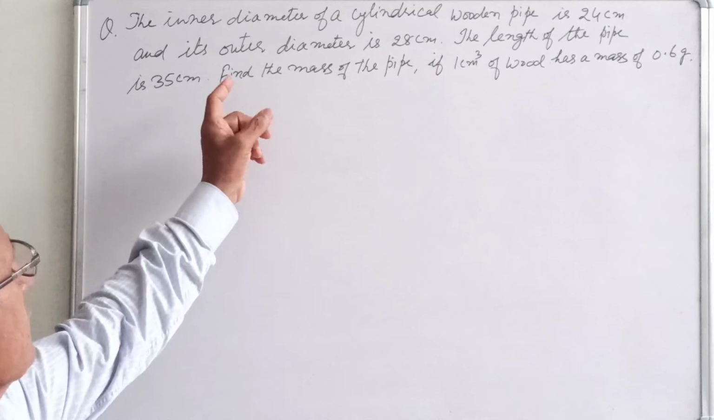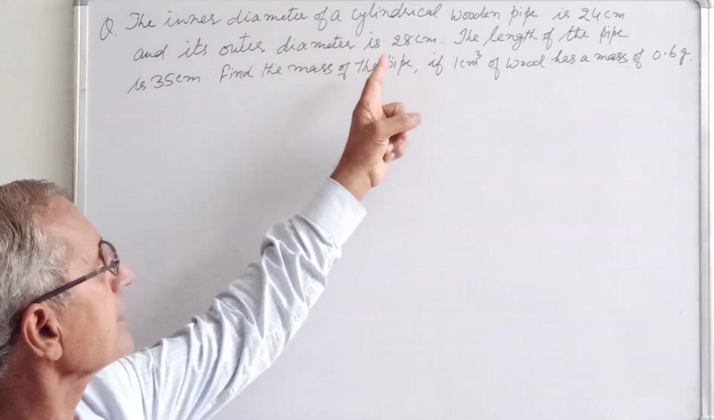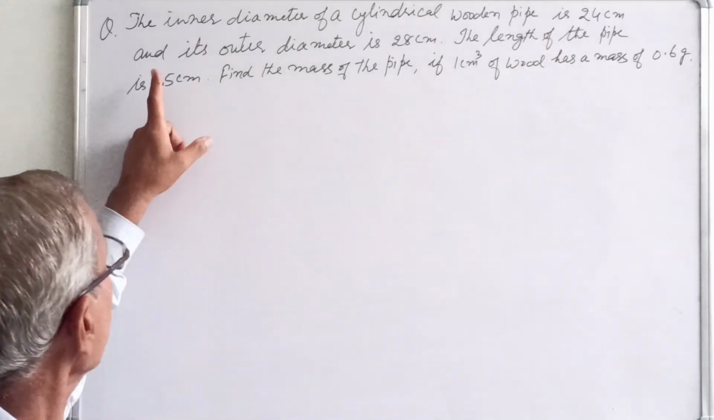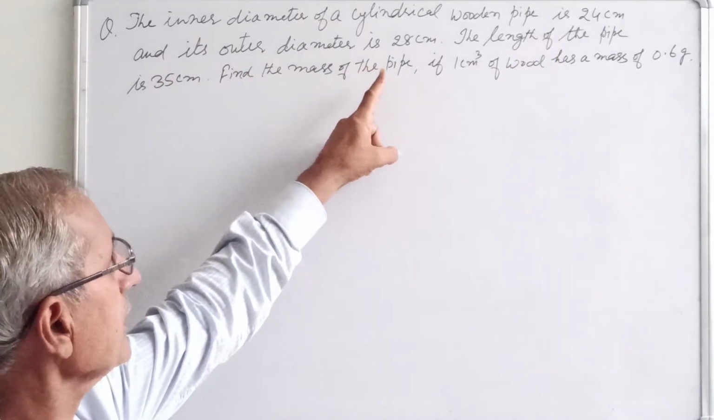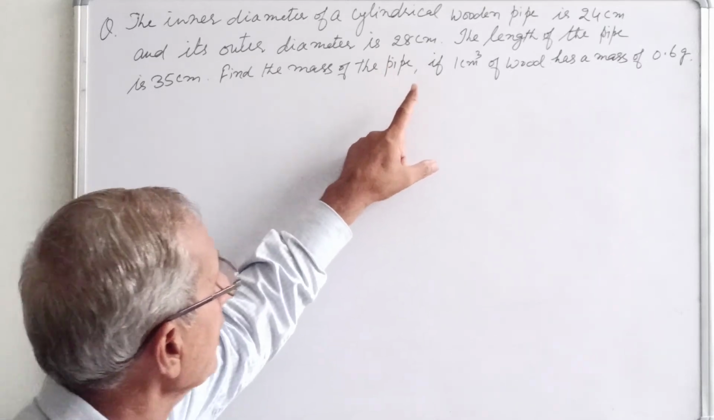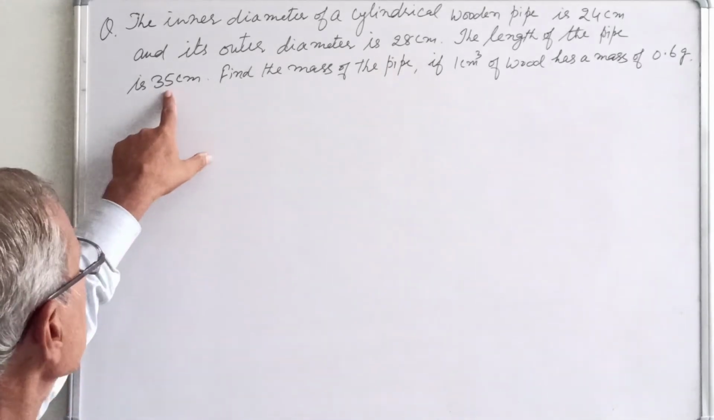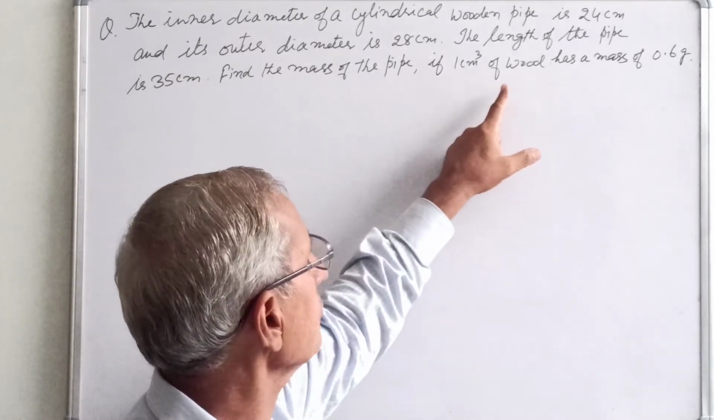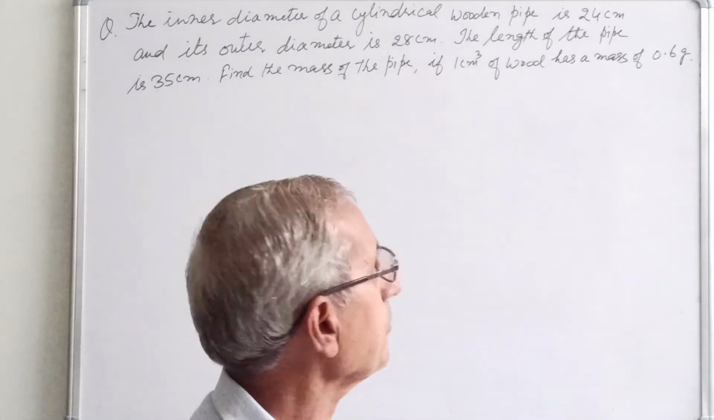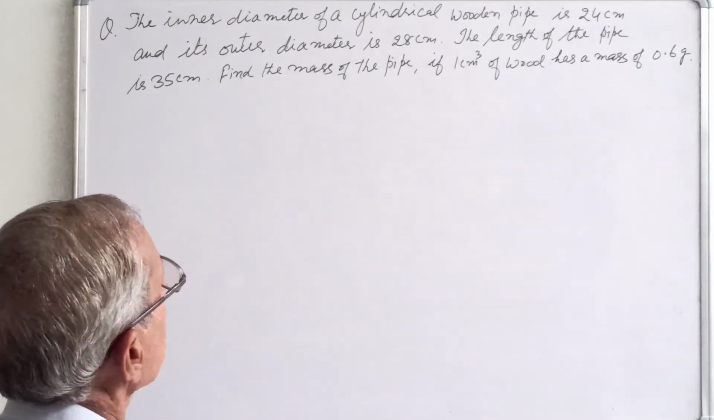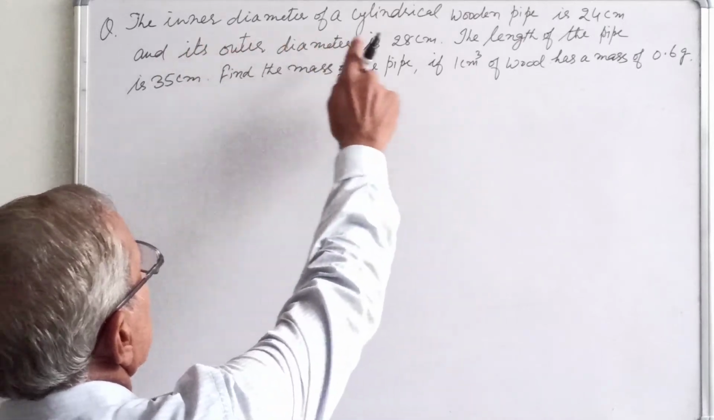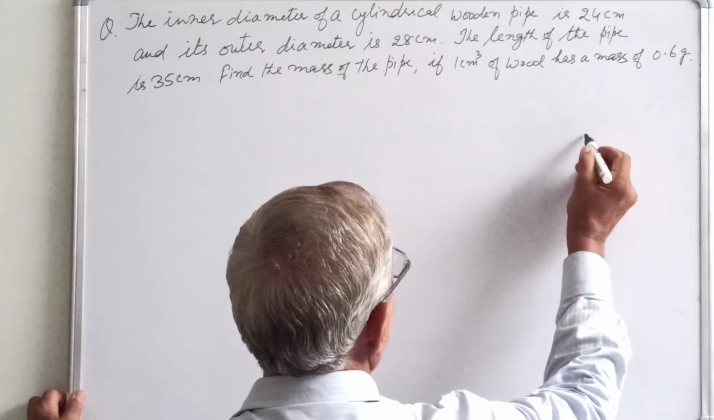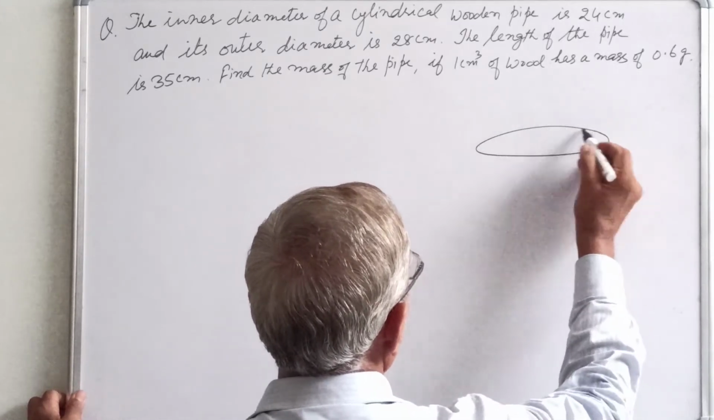The next question is that the inner diameter of the cylindrical wooden pipe is 24 centimeter and its outer diameter is 28 centimeter. The length of the pipe is 35 centimeter. Find the mass of the pipe if 1 centimeter cube of wood has a mass of 0.6 gram. The shape is cylindrical. So here you have to make a cylinder.